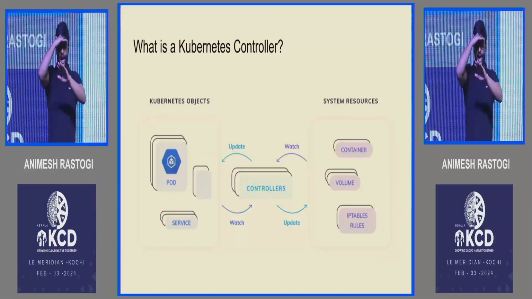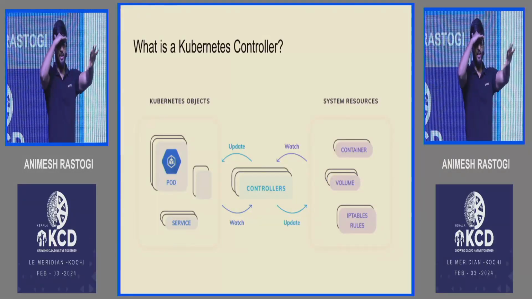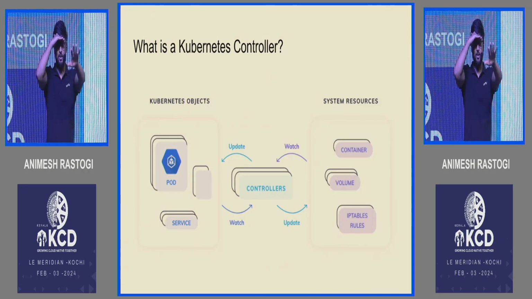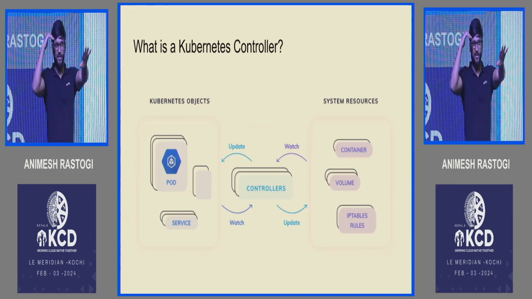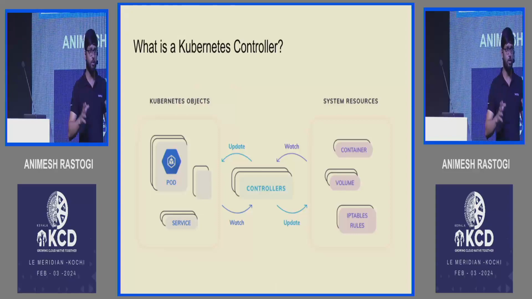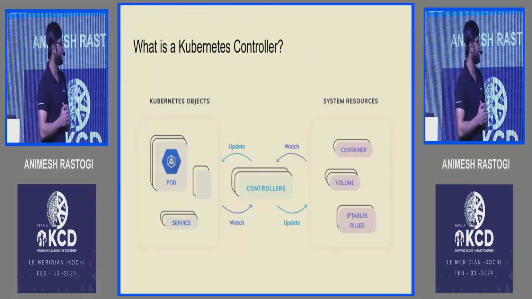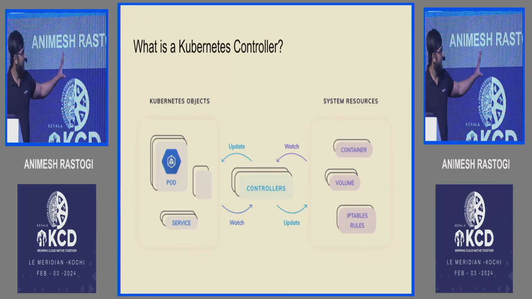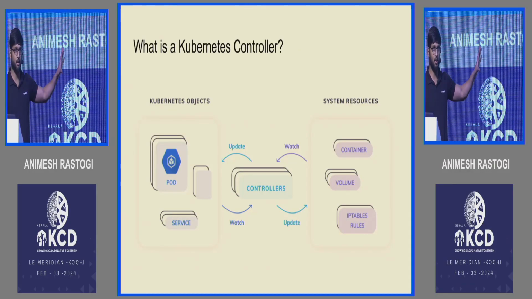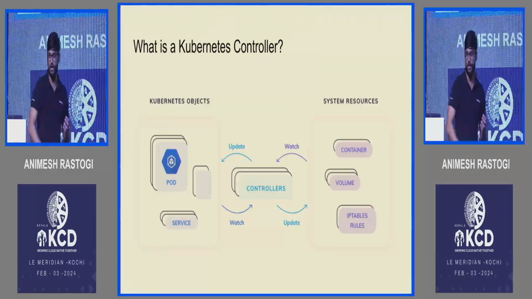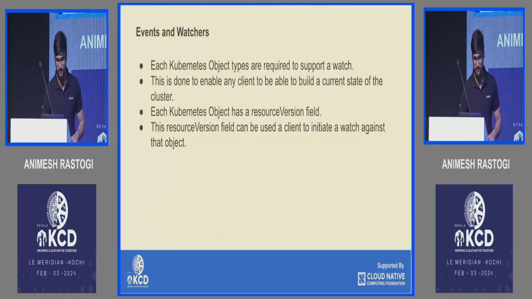Has anyone taken a look at the code of the deployment controller in the GitHub repo? Has anyone seen the code? Okay, cool. So yeah, it's a pretty long code. It does quite a bit of things under the hood. But all that magic of running kubectl apply and actually getting things applied is done by a controller. That's what a Kubernetes controller is.